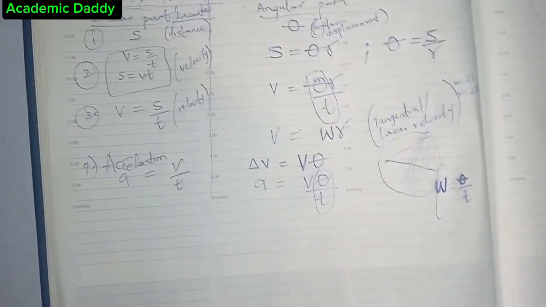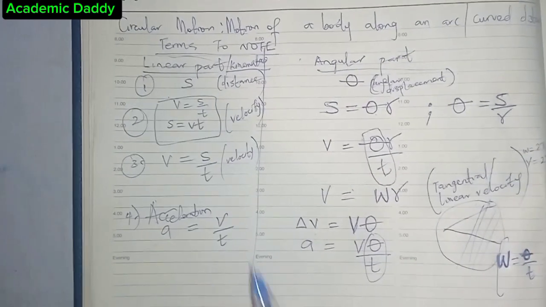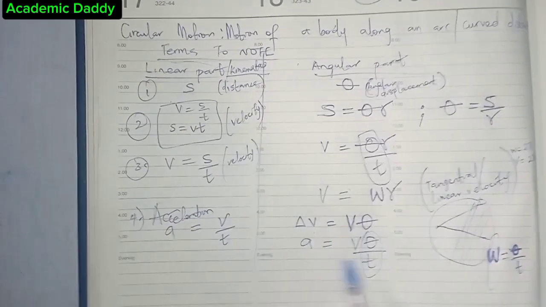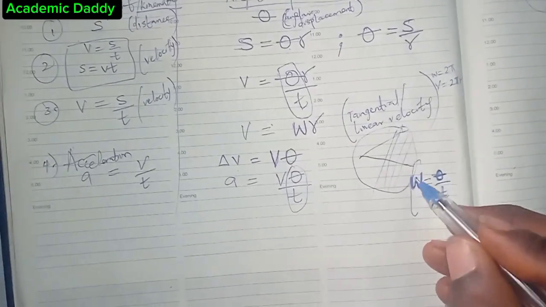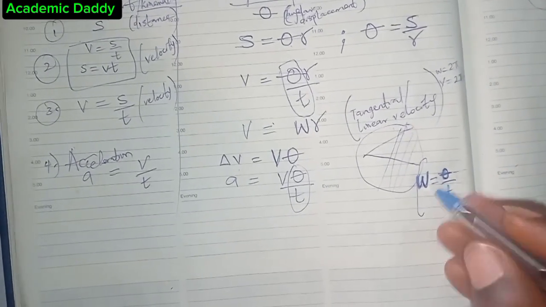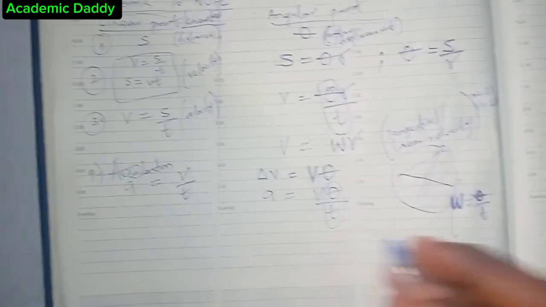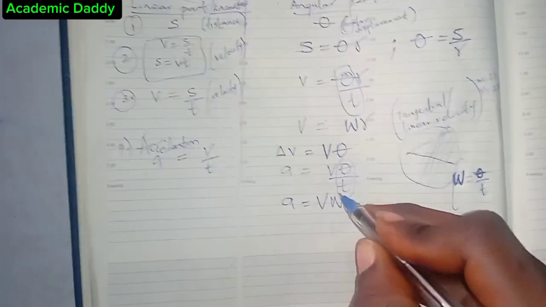So notice that whenever you are comparing with kinematics, those that have to do with linear, when it comes here, is always carrying theta with it. While this one is already in angular velocity, so there's no need to carry theta and v again, because it's already here. So it's just theta over t. So now if you do it, a is equal to vw.